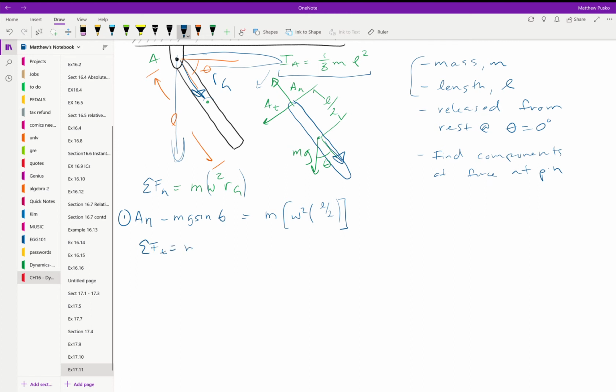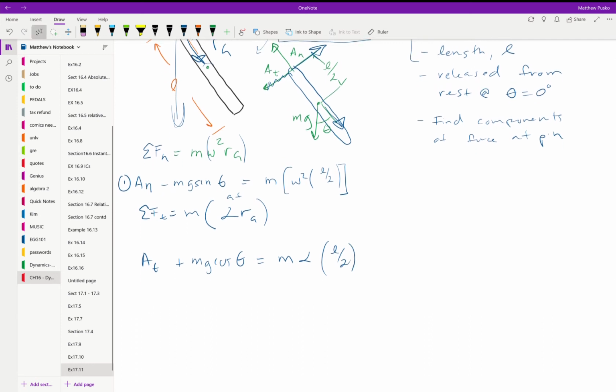Now let's sum the forces in the tangential direction. This time, we'll get a new term for acceleration for the tangential component, and I'm going to write it as alpha r_G. So let's call this positive right there. We have a possible force in the tangential direction at A plus mg cosine theta is equal to m alpha, and we are going to put L over 2 in also for that one. Okay, let's call that equation number 2.